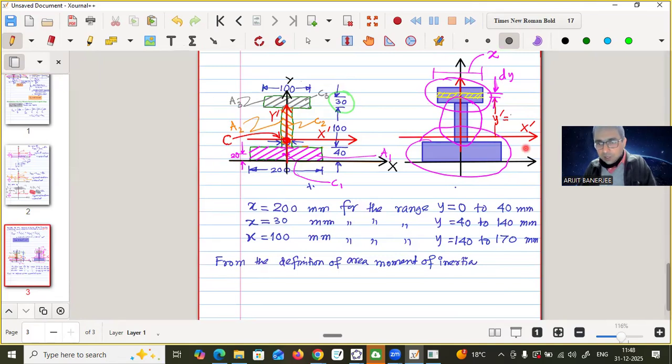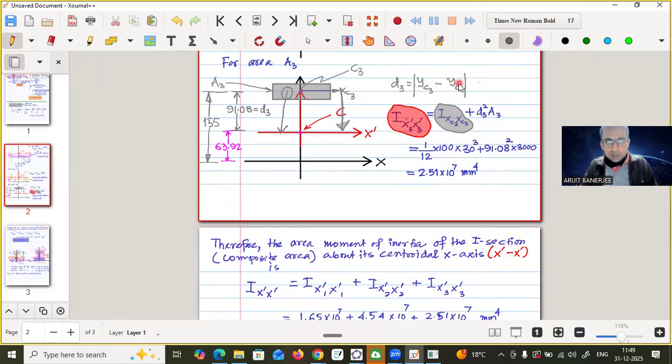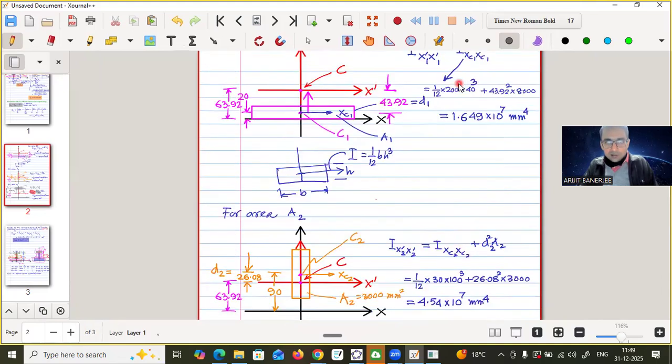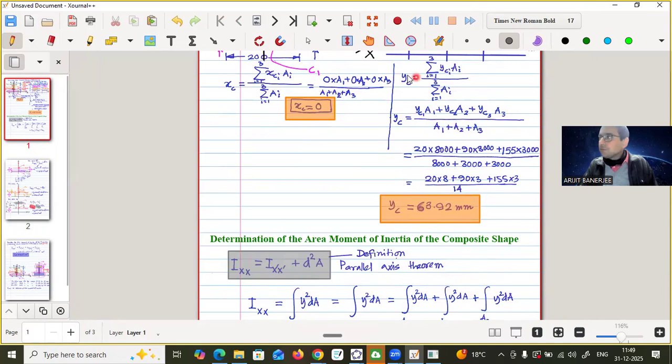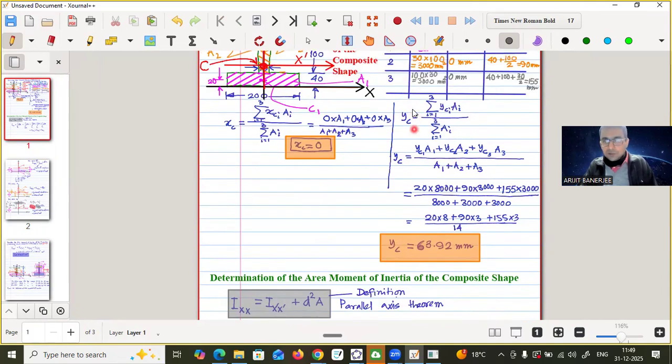That is nothing but y minus how much? This one, 63. That is y c, and that we have determined already, simply y c. That we have already determined. You see this one, y c. Am I clear or not? This is y c.